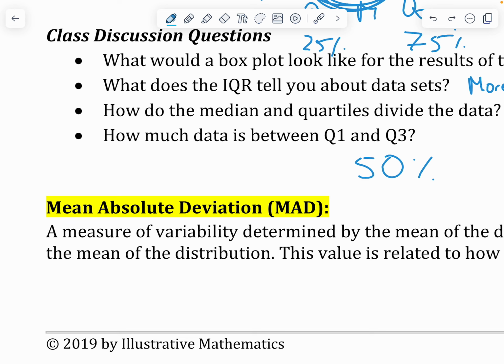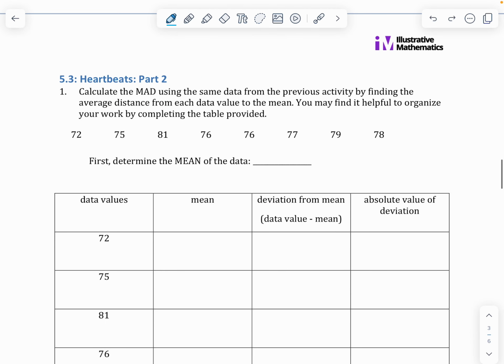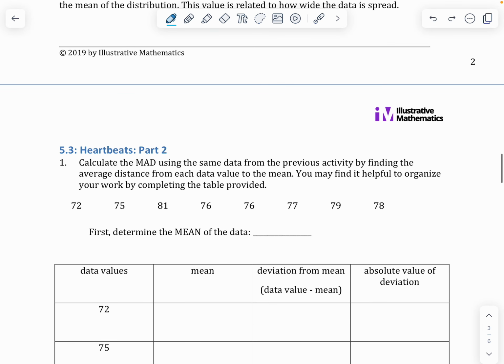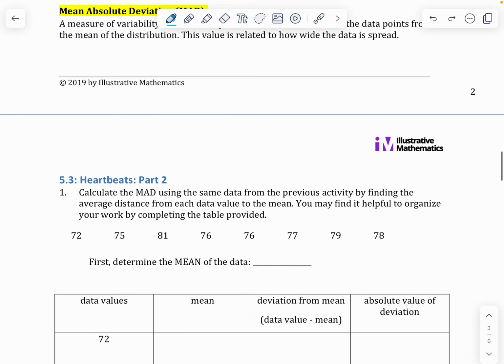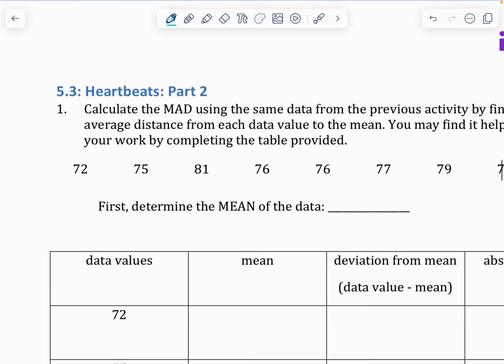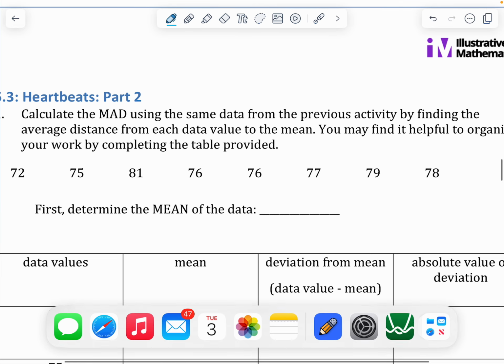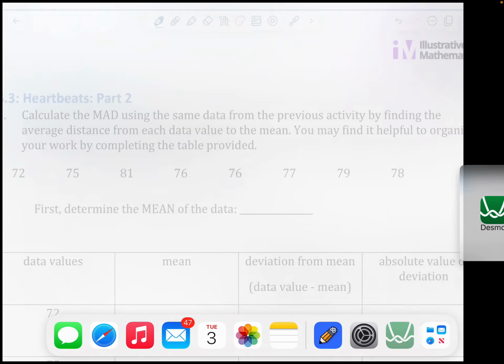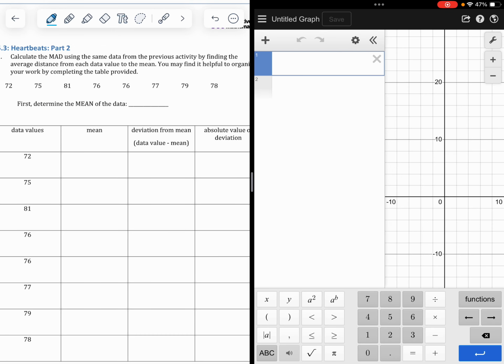Okay, we're just going to go through an example here. It says, calculate the MAD using the same data from the previous activity by finding the average distance from each data value to the mean. So we're going to find the MAD of this data, the same data from earlier. Now, here's the thing. I've got to find the average first. So I'm going to use a calculator here because these are bigger numbers.